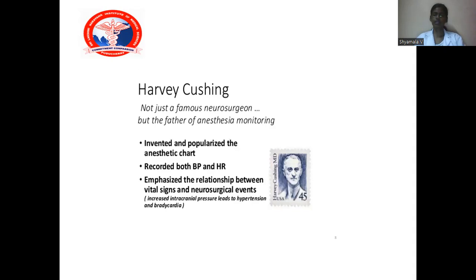Harvey Cushing, a famous neurosurgeon, invented and popularized the anesthetic chart. He recorded both blood pressure and heart rate, and he emphasized the relationship between the blood pressure and heart rate along with the neurosurgical events.